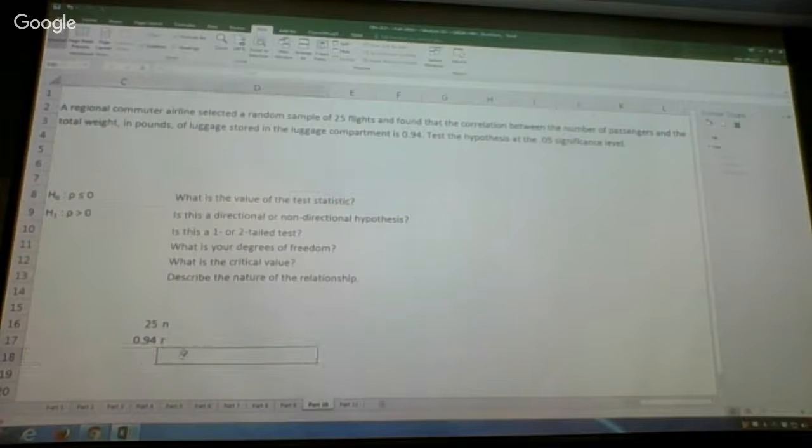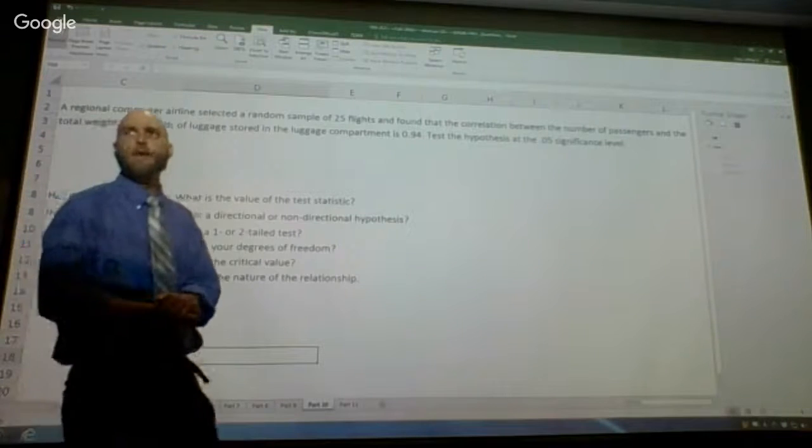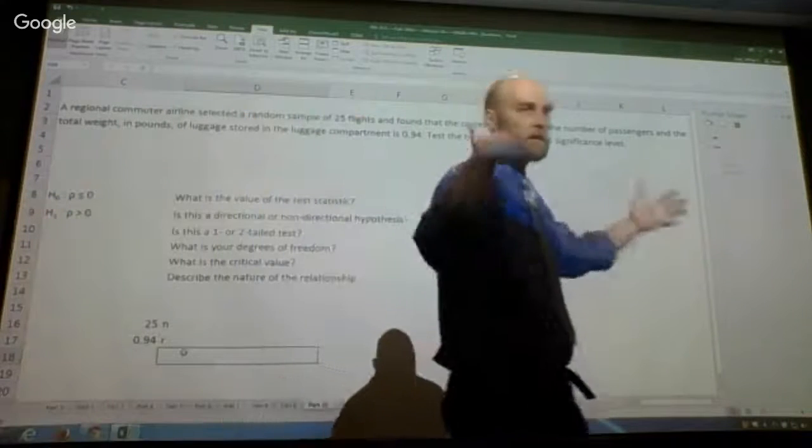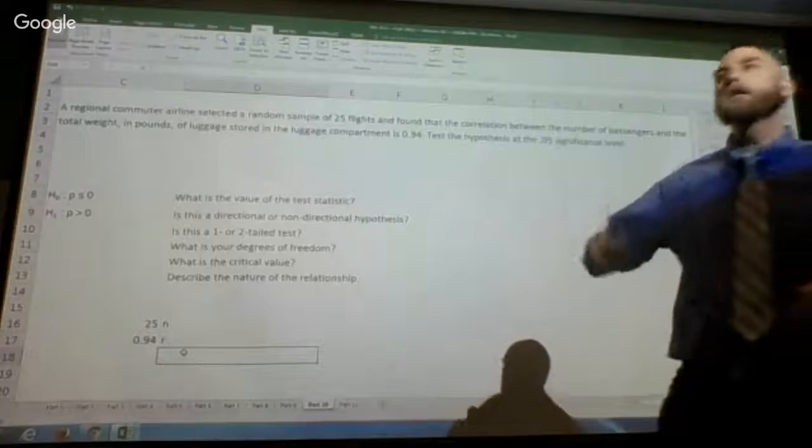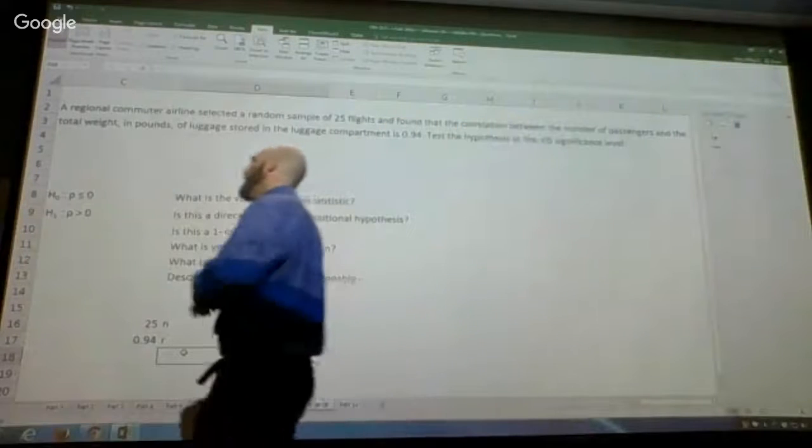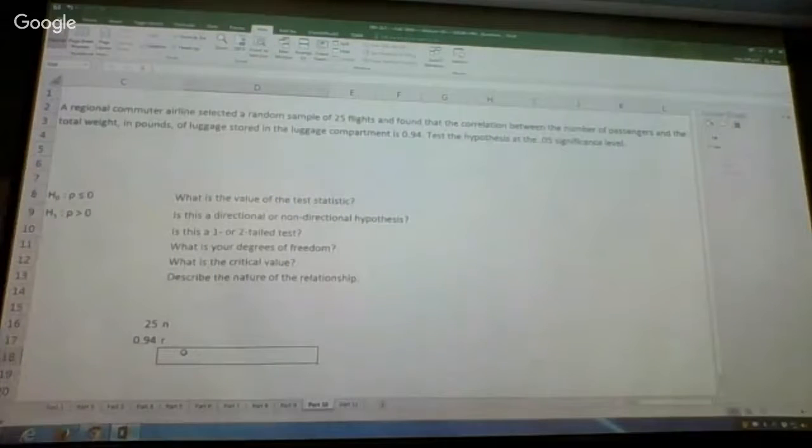First of all, what do we use when we're doing a correlation? T or Z? What do we do for correlation? T. We use T. R, S, and T hang out together in the alphabet. For r we use T, for s we use T.